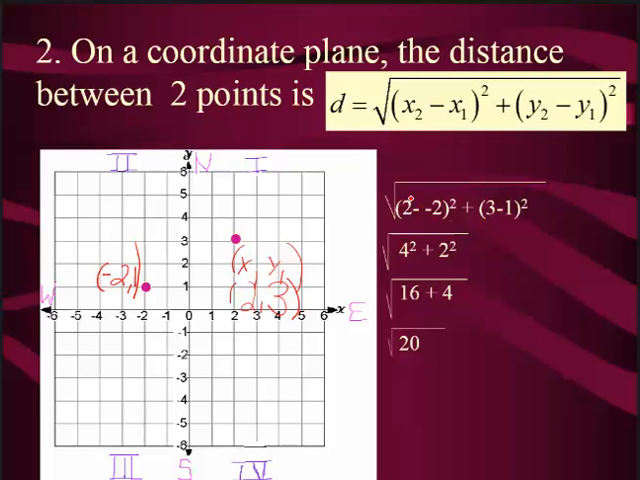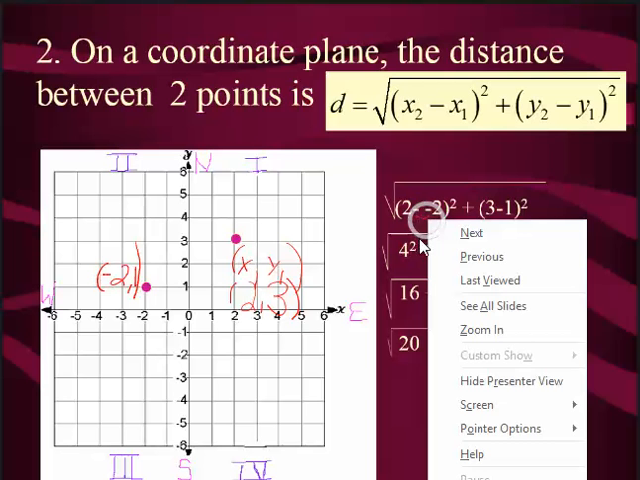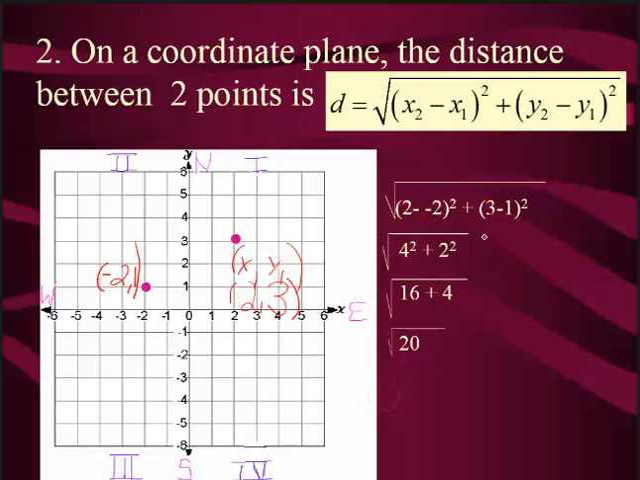Now remember, we want to do the parentheses first. Again, if I have two negatives right here, then I get a positive. So 2 plus 2 is 4. 3 minus 1 is 2. Don't forget the squares on both of those. And it's still all under the square root sign. Don't forget to continue that square root sign all the way down.